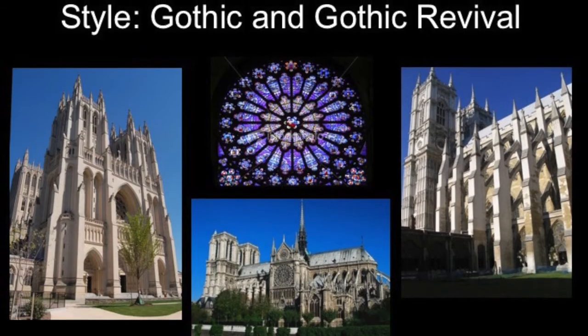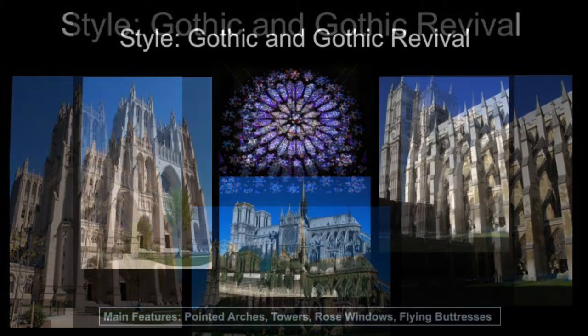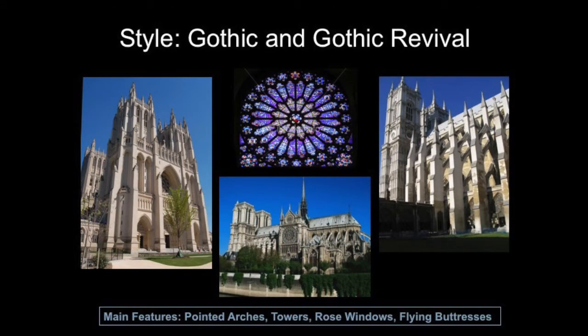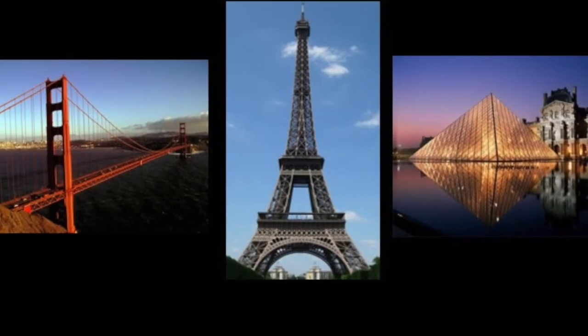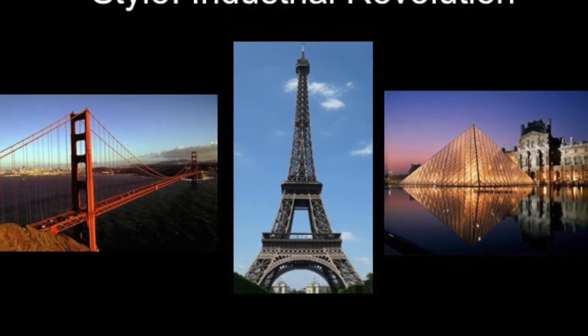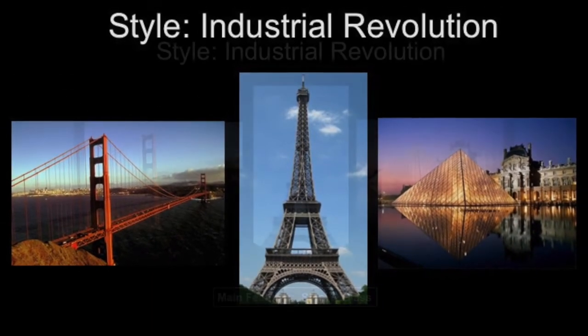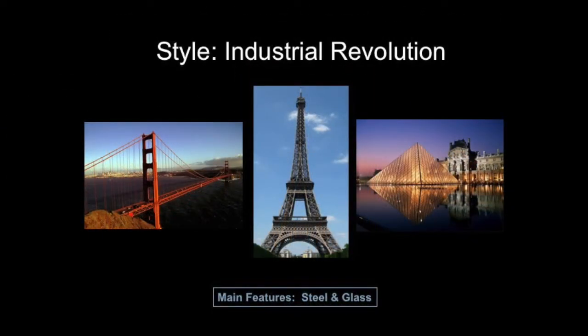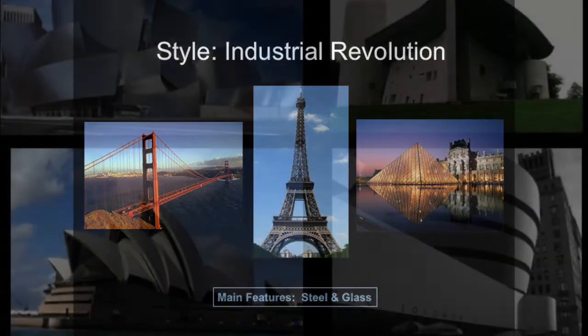What are the main characteristics of this style? Pointed arches, flying buttresses, which are exterior supports, towers, and a rose window. Many universities and churches use this style. The Industrial Revolution introduced us to new materials to create structures. We see here examples using steel and tempered glass.